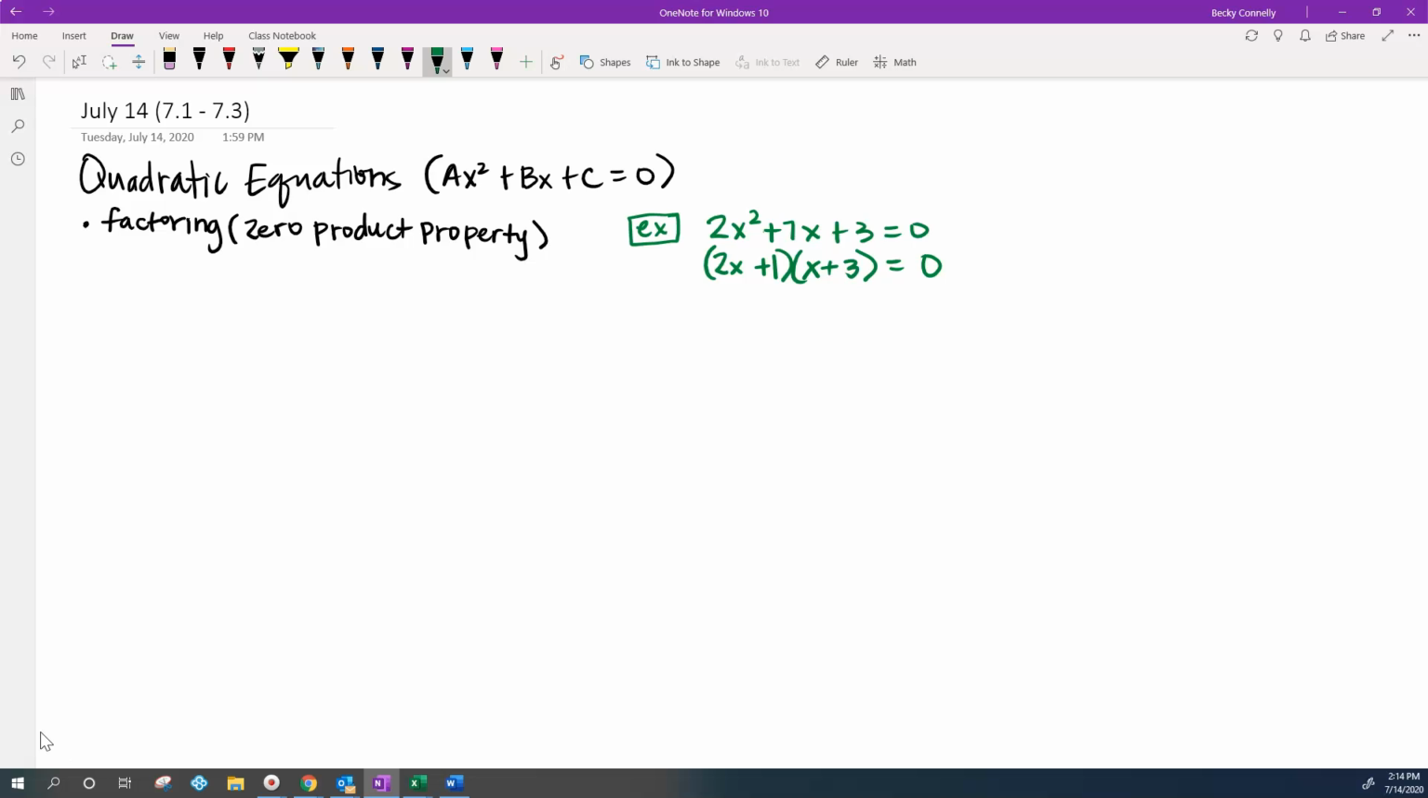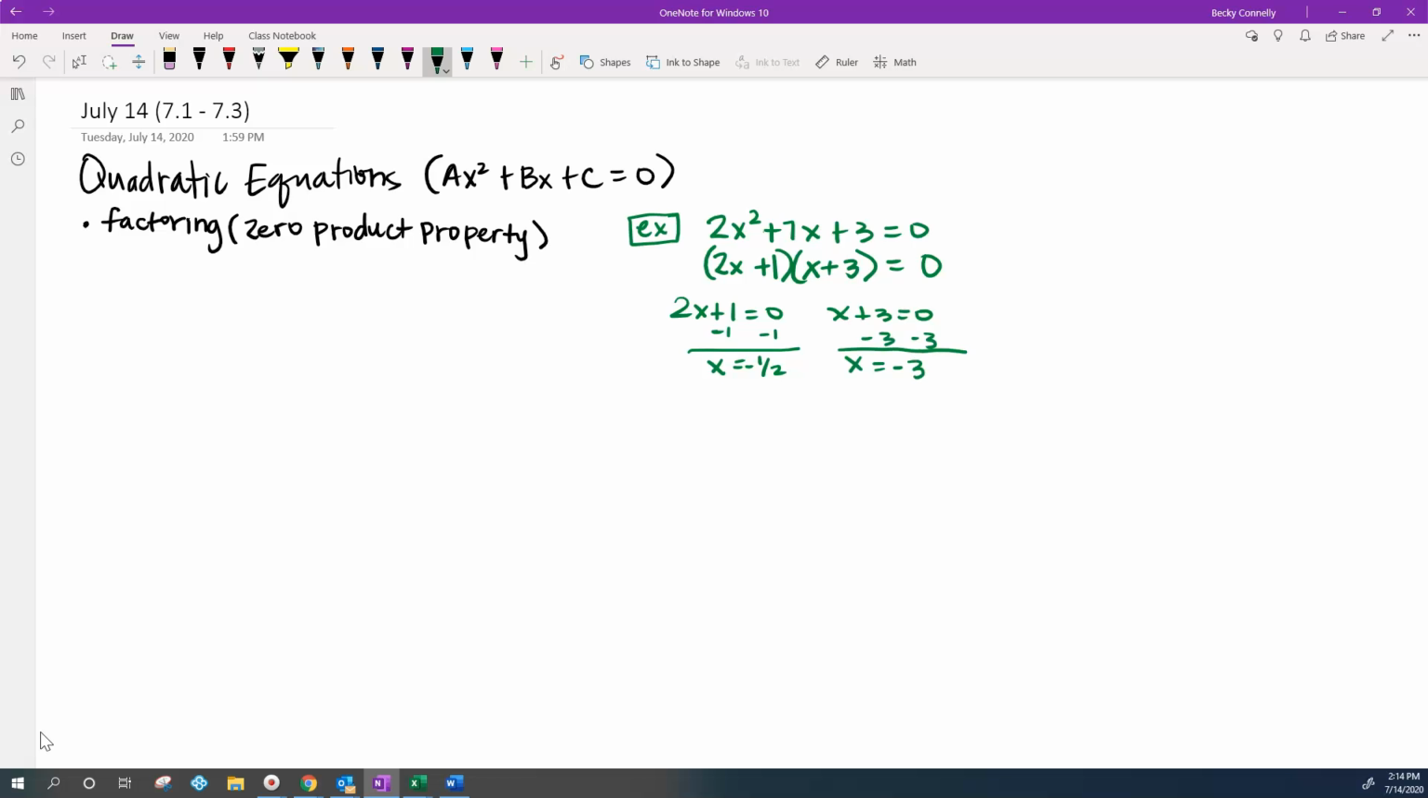So we've talked about all those different ways. You could do synthetic factoring, you could do the guess and check method, you could do the box method, factor by grouping. However you get there is totally up to you, but at some point you'll get to that factoring. And then after you factor it, you set each of those parts equal to 0 to get your solutions, right? So here we get x equals -1/2, and here we get x equals -3.